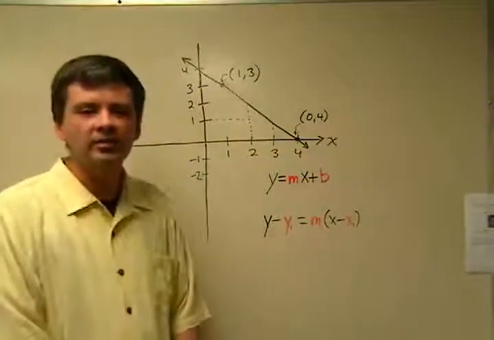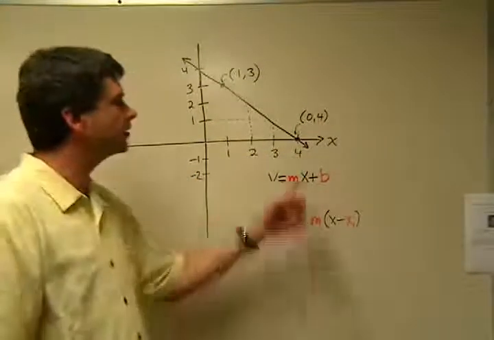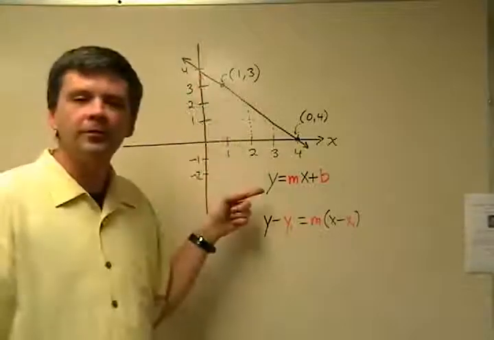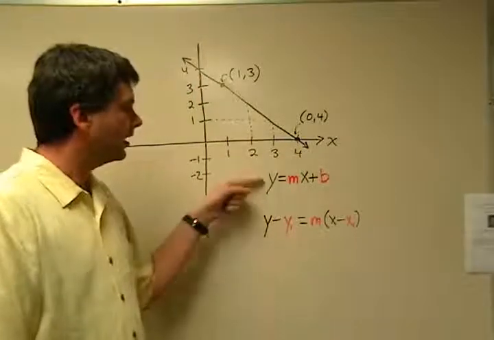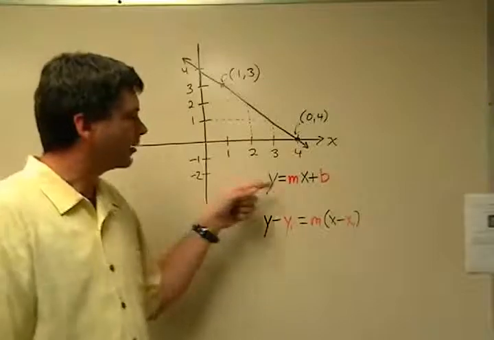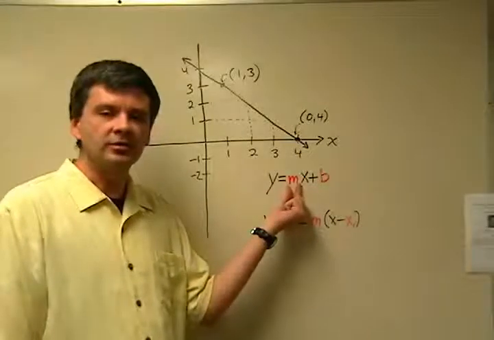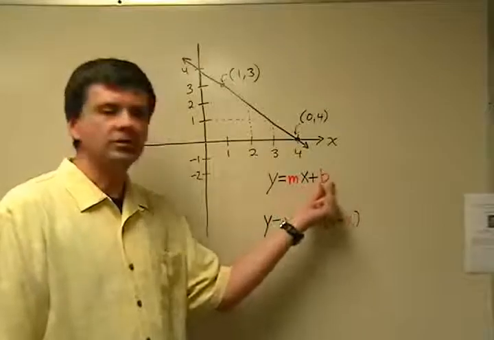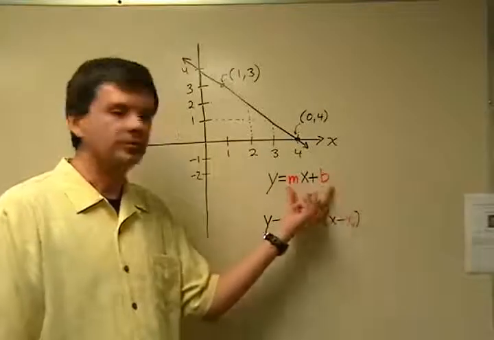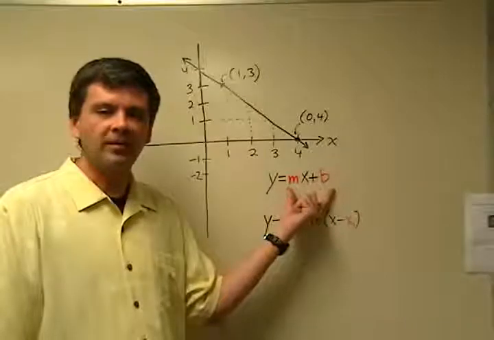How to get an equation for a line. Here's the line, and there are two different equations we could use. This one or this one. Y equals mx plus b. So if we figure out what the m is, which is the slope, and what the b is, which is the y-intercept, we can plug those numbers in and get the formula that way.